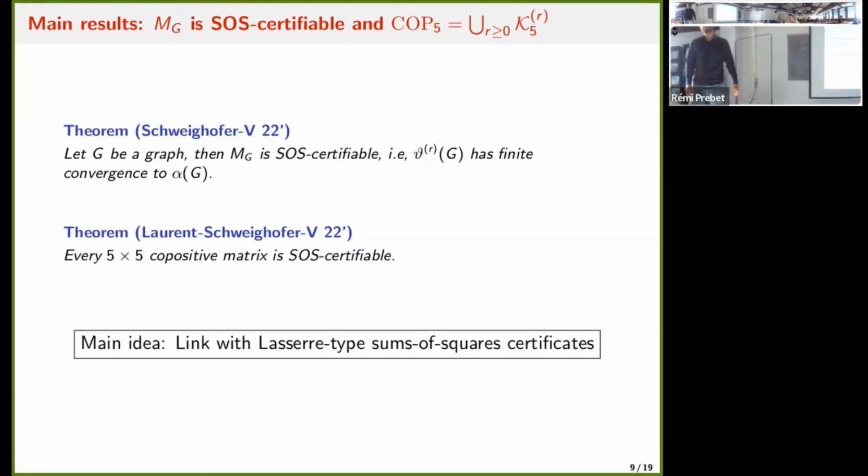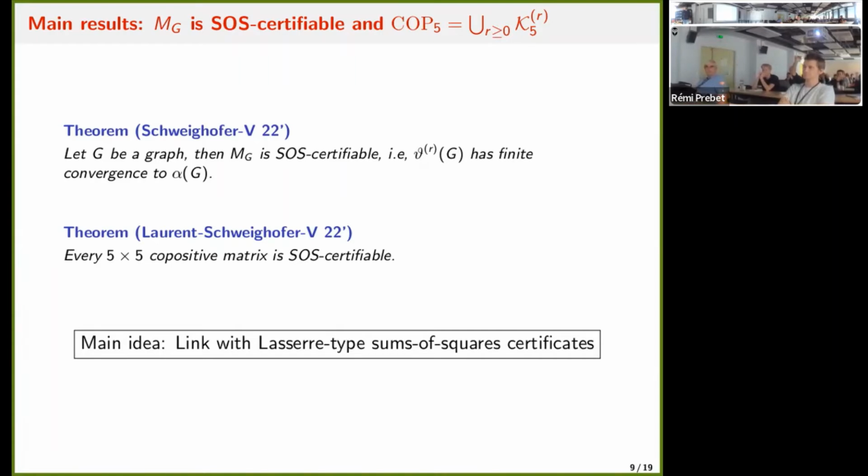Yep. It's a little bit tricky. So does this mean that you have finite convergence, but somehow the number of steps in the hierarchy is not bounded? Exactly. Is that what's happening here? Yes. I see. So it was shown that the copositive cone of size 5 cannot be equal to a single K_r, but is equal to a union. So you have to use all of them. Yes.